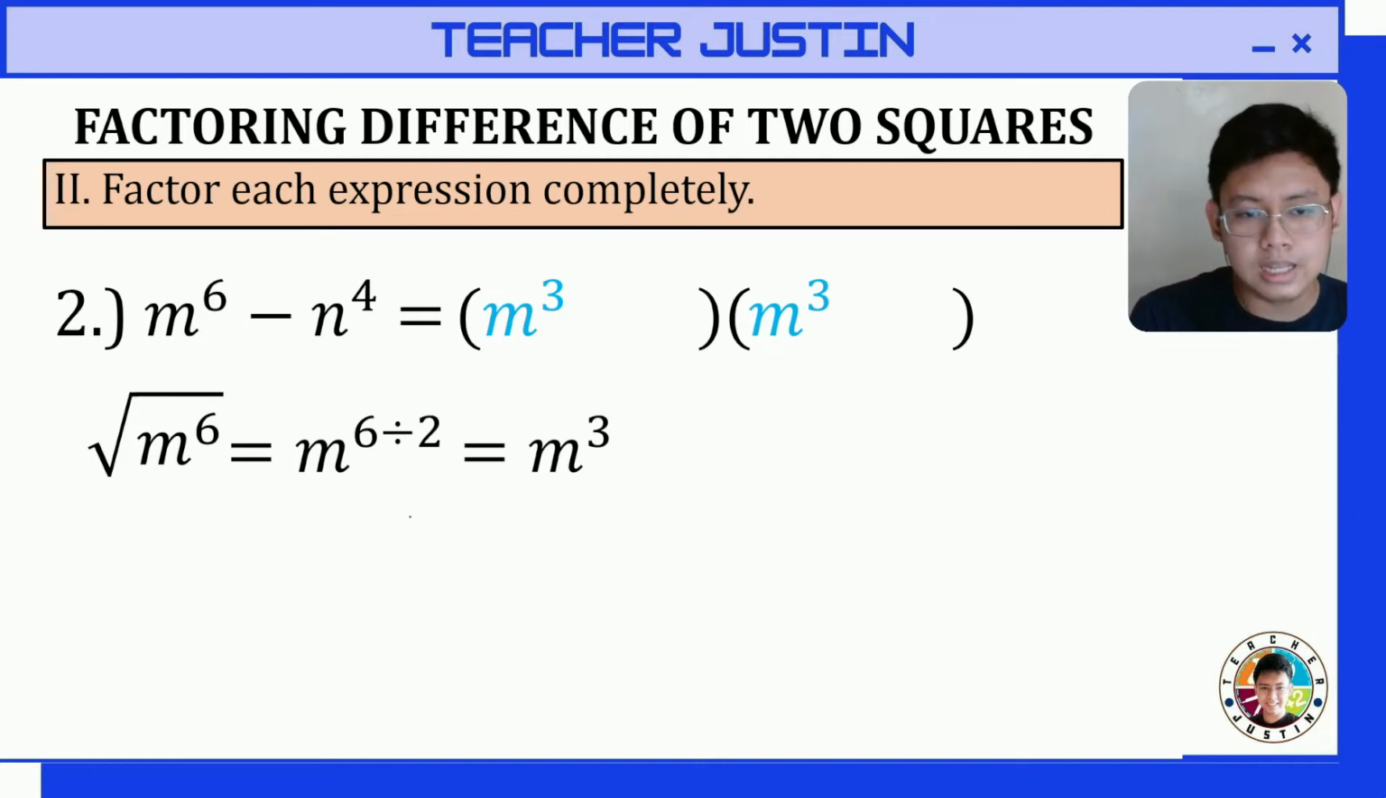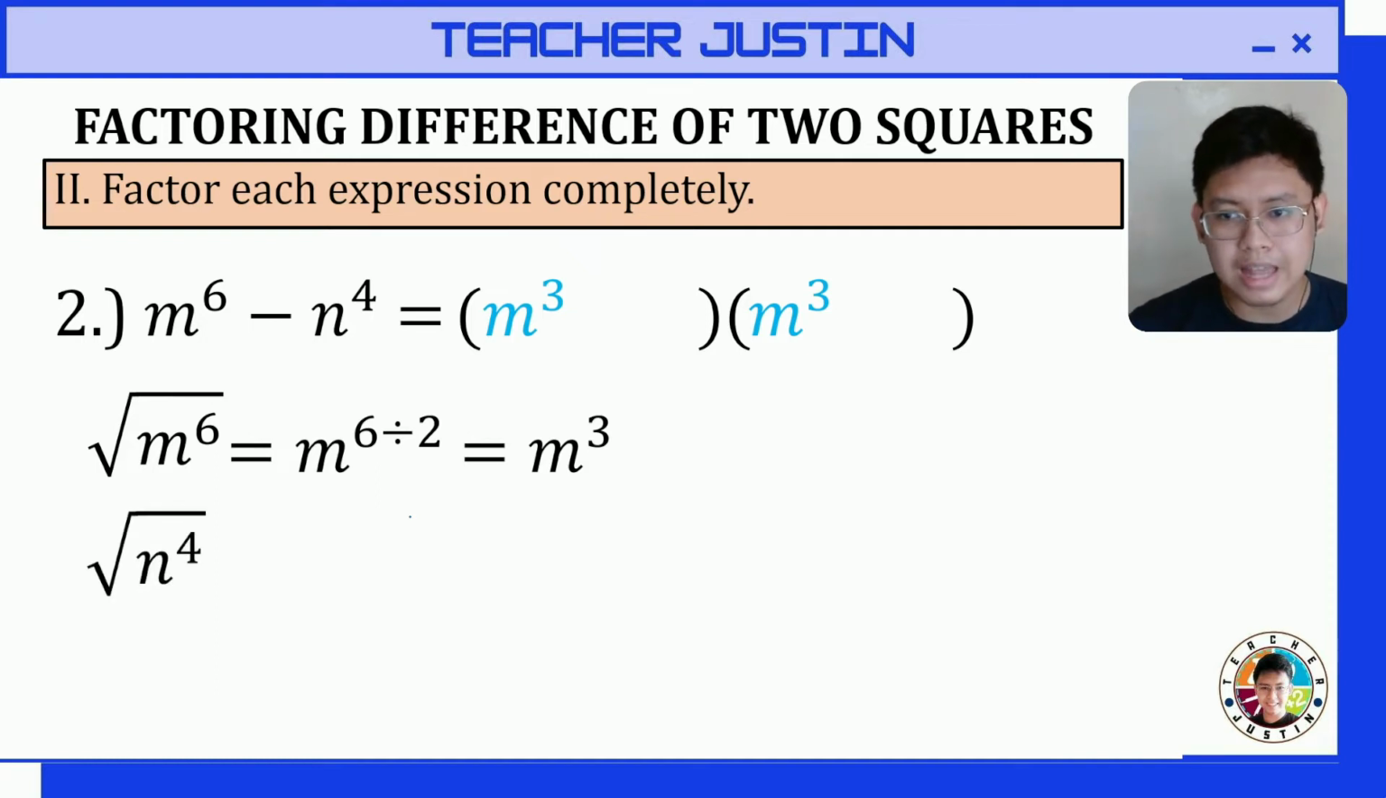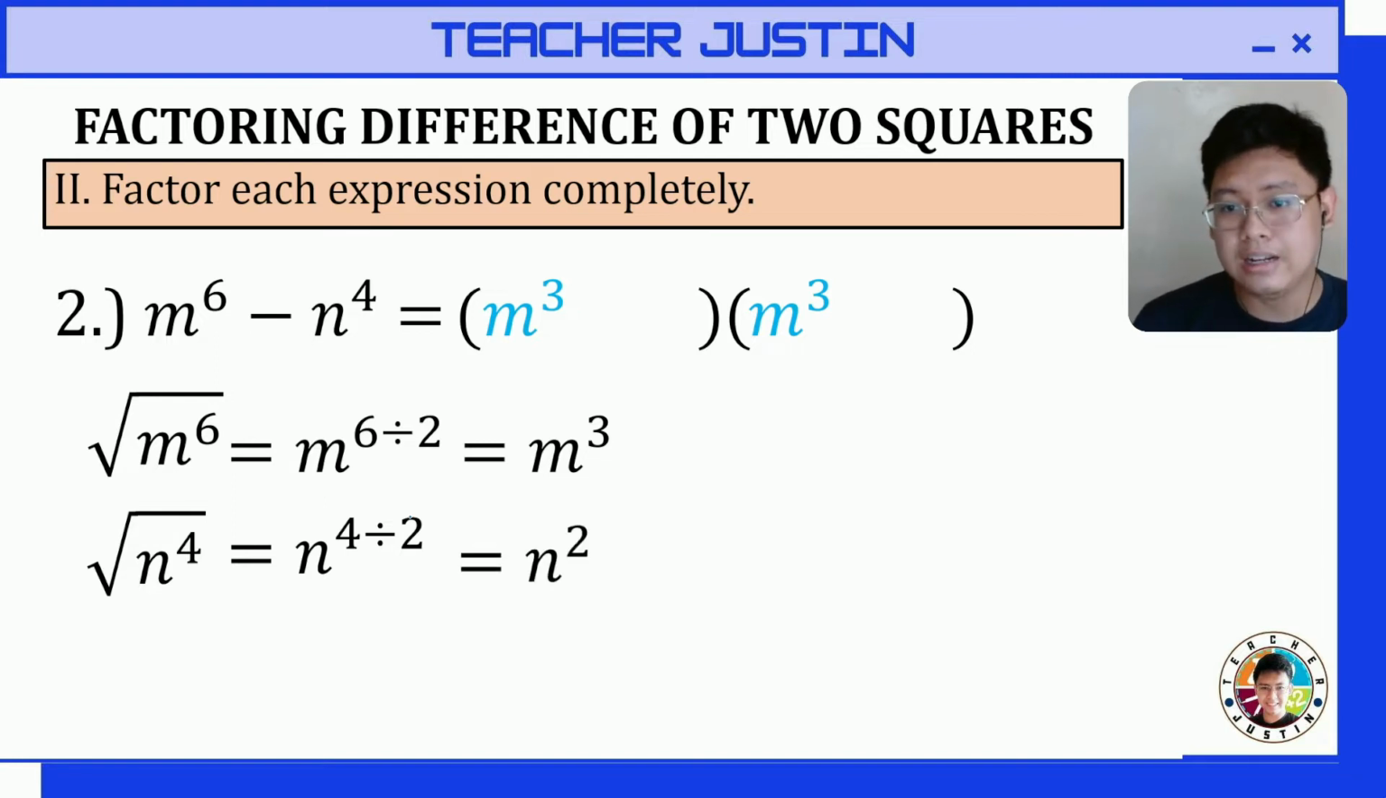Okay. Next is, let's get the square root of the last term. So, the square root of n raised to 4. So, again, we copy the base, the variable, and divide the exponent by 2. So, n raised to 4 divided by 2. So, 4 divided by 2 will give us n raised to 2. Ayan. Now, we will copy n squared and place it sa last term ng bawat group. So, we have n squared sa first group, n squared sa last group.